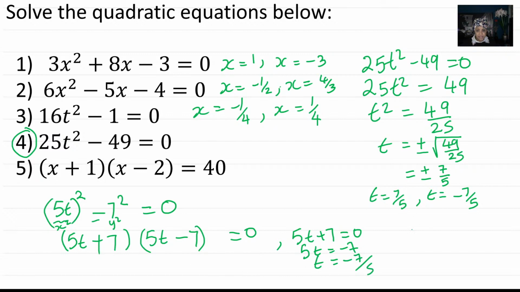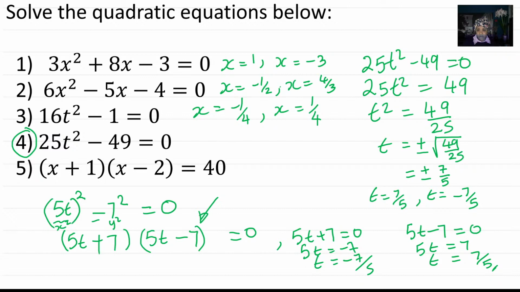You take that second bracket and say 5t minus 7 equal to 0. Therefore 5t is equal to 7, and then t is equal to 7 over 5. So both ways they give you the same answer. But sometimes when you apply quadratics, you may have to use the difference of two squares, because maybe the answers are in terms of some variable. Okay, so that is the answer to number 4.